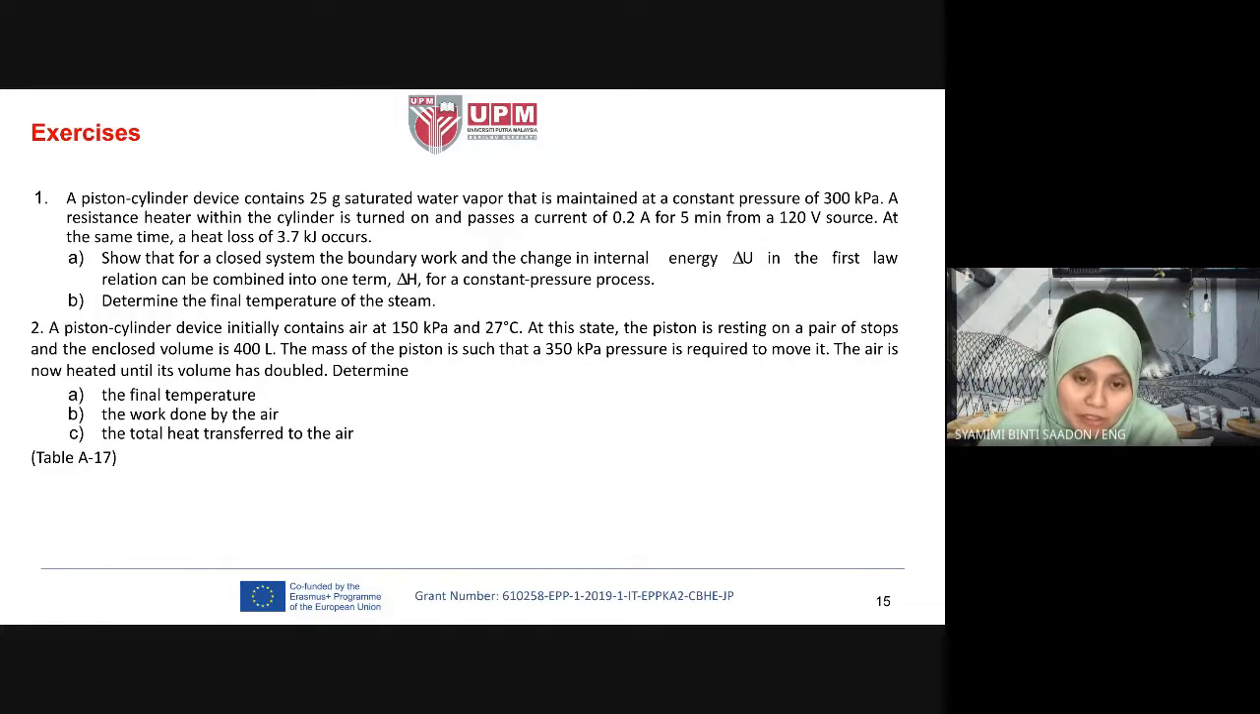We know P1 and T1, 150 and 27 degrees Celsius, so change into Kelvin. And then P3 is 350 kilopascal, and T3 is what we are going to calculate. And then the volume, we know that the volume is double. So you use PV/RT. R is constant, so you can just cut it out of the ideal gas equation. So you can get T3, the final temperature.